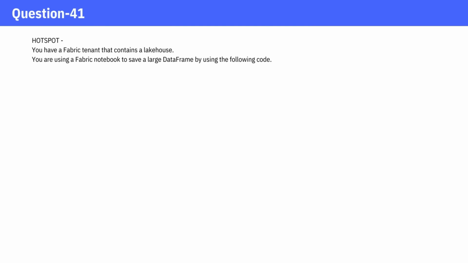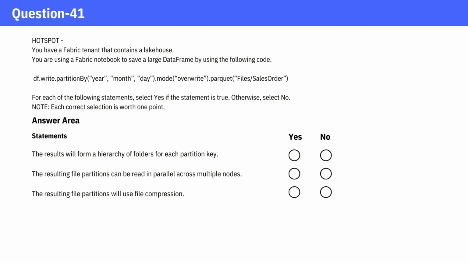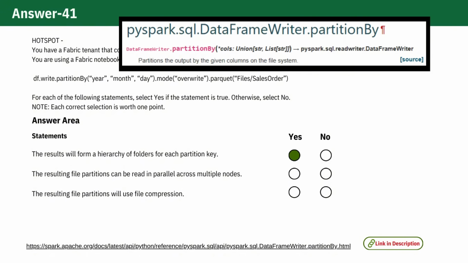Question 41. You have a Fabric tenant that contains a lakehouse. You are using a Fabric notebook to save a large data frame by using the following code. For each of the following statements, select yes if the statement is true. Otherwise, select no. Pause the video and take a moment to reflect before we dive into the answers for each statement. For statement 1, the answer is yes.